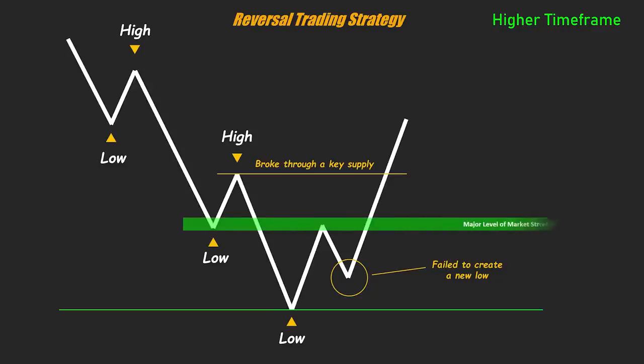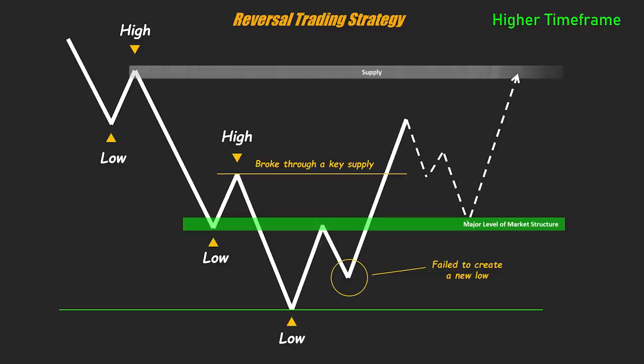Now we identify this major level of structure that was previously respected as both support and resistance. Since the market has reacted to this level multiple times in the past, there's a high chance it could reject the price again if tested. So this area would make our optimal trading zone to go long. Also, there's still a lot of space for the price to move up before hitting the next supply zone, which makes this a strong setup.